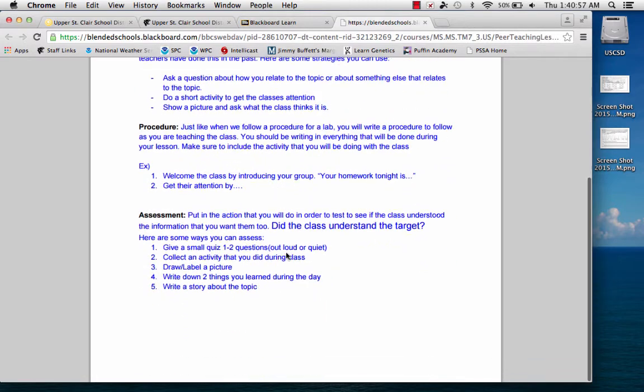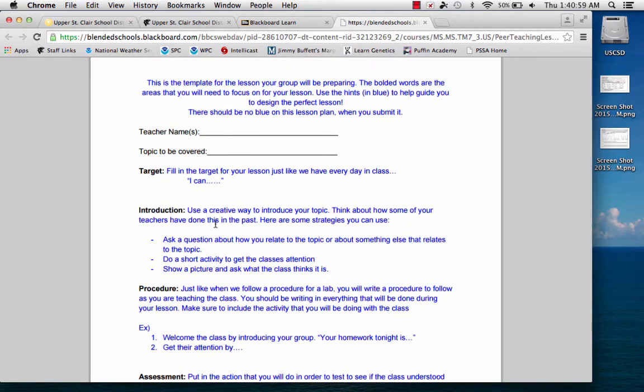This is almost just like a regular lesson plan that any teacher would make. Your target, you're going to create a target for the class. An I can statement, just like we talk about every day. You're going to fill in the target here, and it's going to say, I can explain what the protein molecule lipase is, or I can describe the function of sucrase.